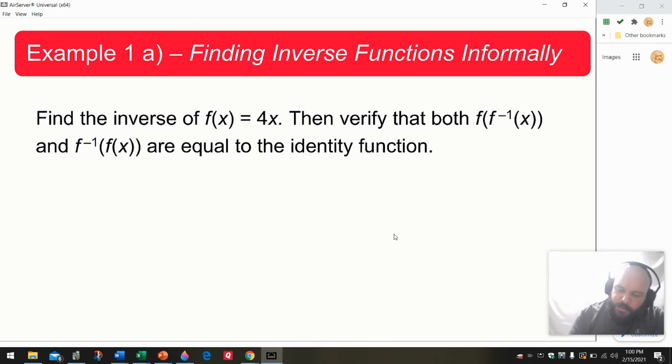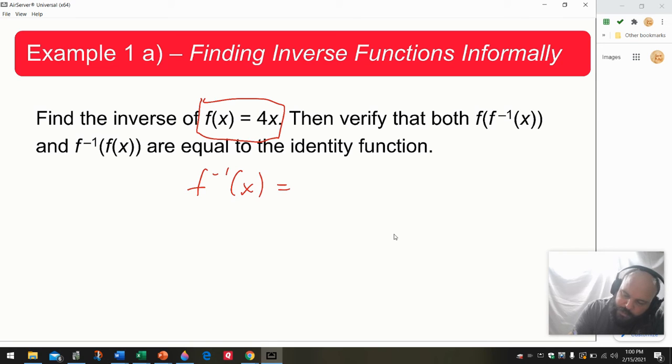So looking at this next one, I have a new function, f of x. This particular function, f of x equals 4x, multiplies each of the inputs by 4. So then you have to think, well, how do I undo multiplication by 4? And the way that you would do that is you would divide everything by 4. So when I go to write the inverse, I write f inverse of x equals x divided by 4.